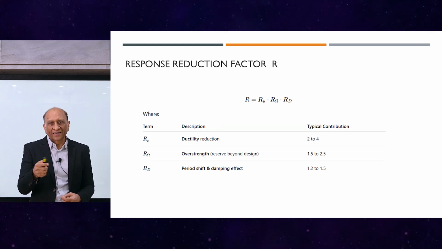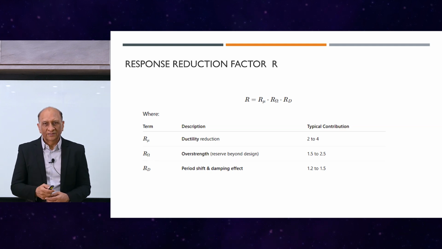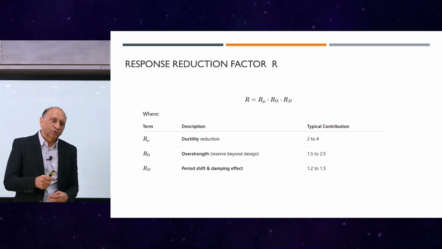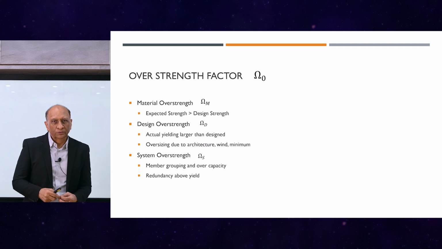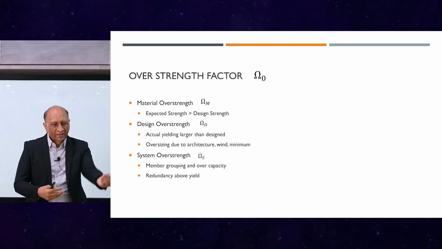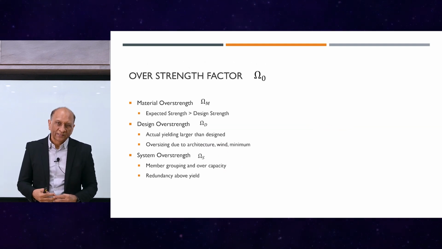And you can include these omegas and R's and others through scaling factors in ETABS. We will discuss that some other time in more detail. Let me go back to a very simple structure to demonstrate how this R factor can roughly be computed.